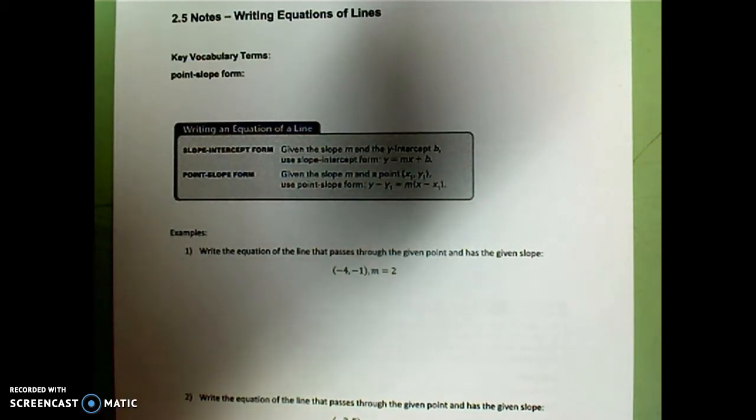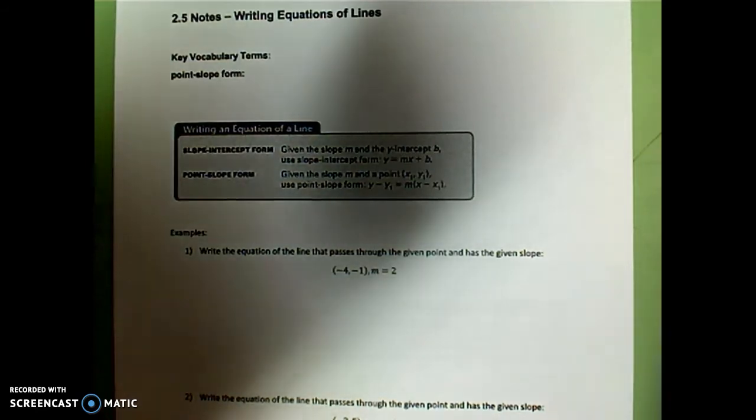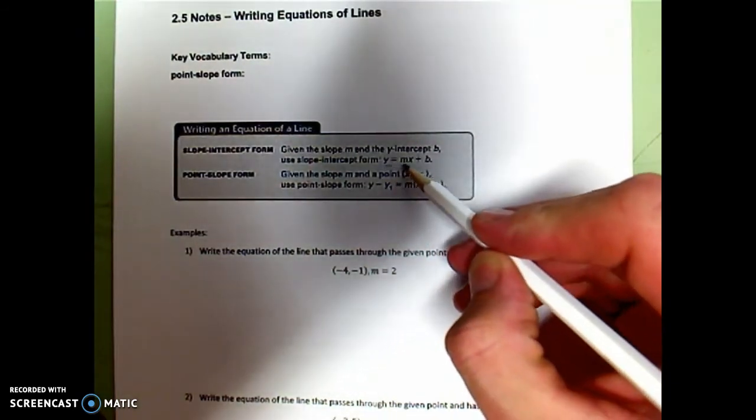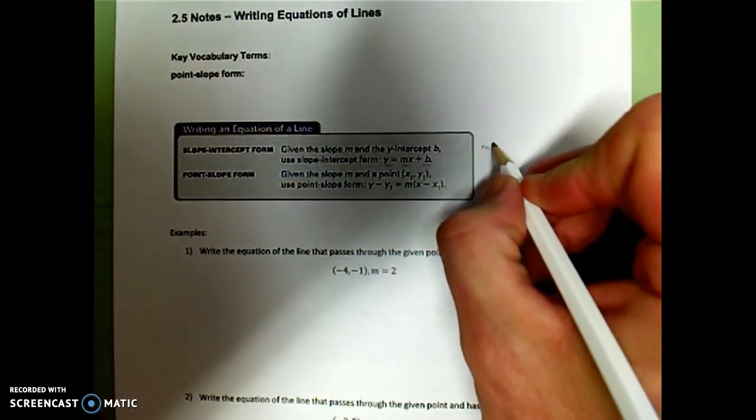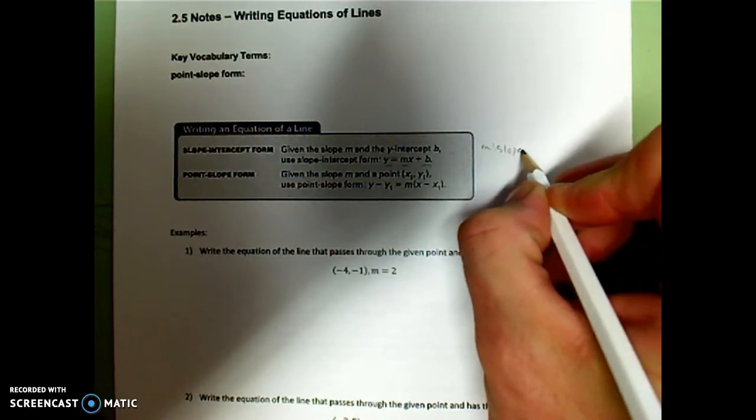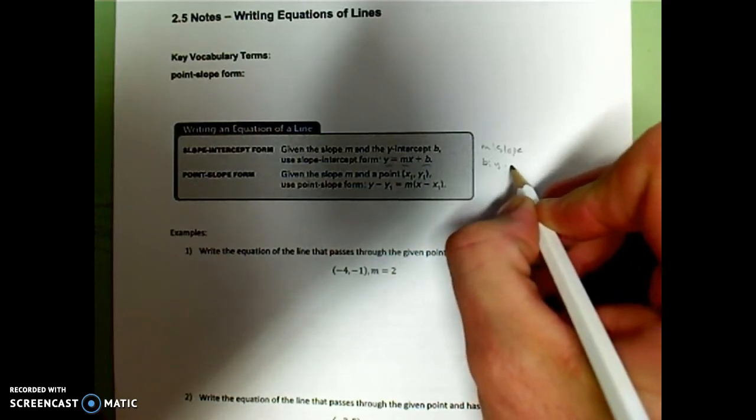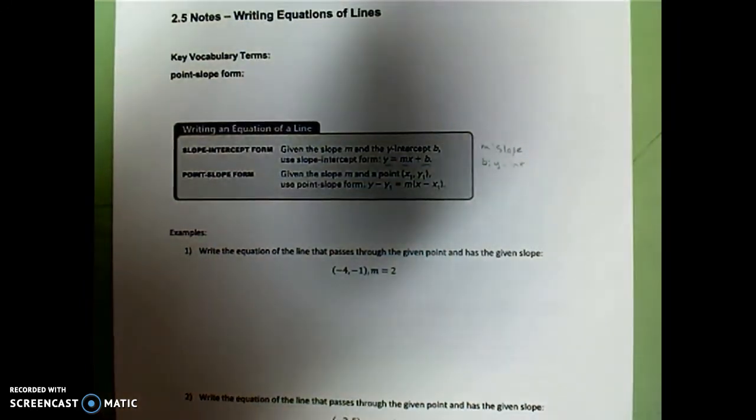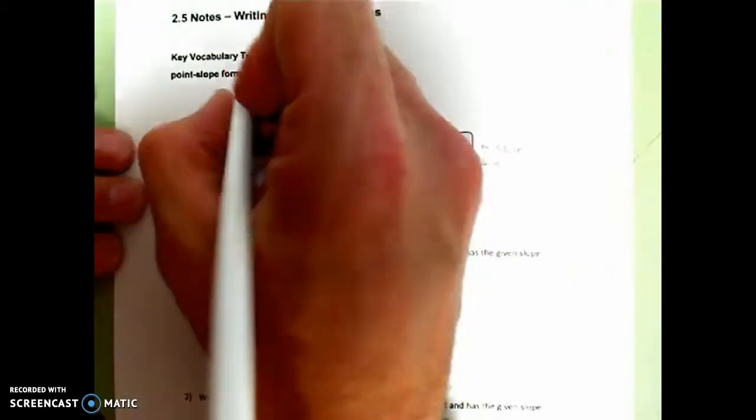Today we're interested in writing equations of lines. First, from slope-intercept form. If we know the slope and the y-intercept, we can plug those in to y equals mx plus b, where m is the slope and b is the y-intercept. That's pretty straightforward, so we're not actually going to do an example of that one today. But I do want to look at another form of equation called point-slope form.